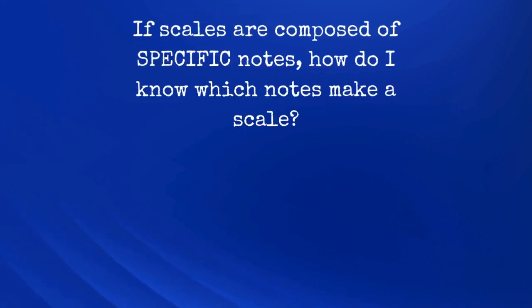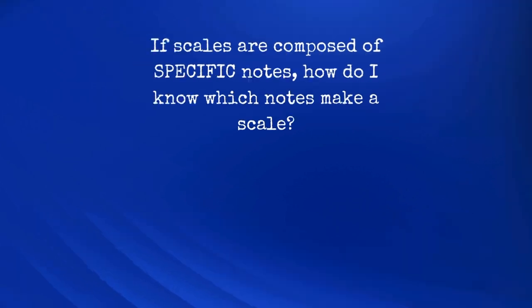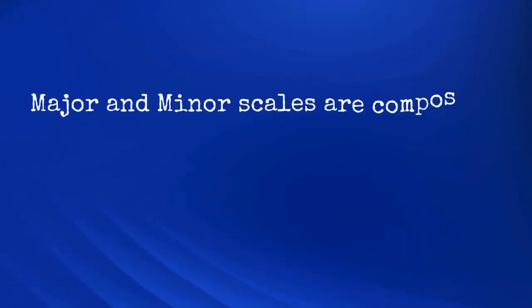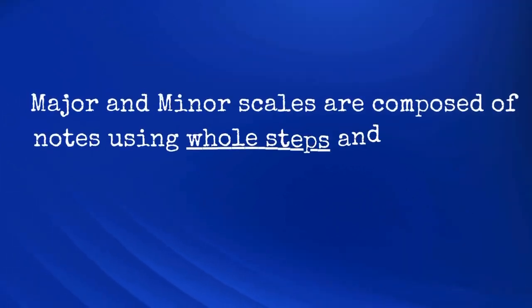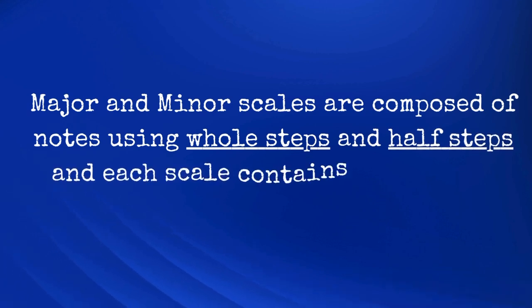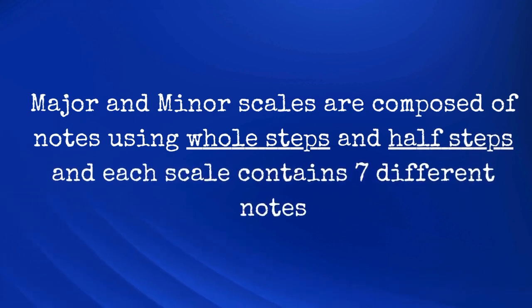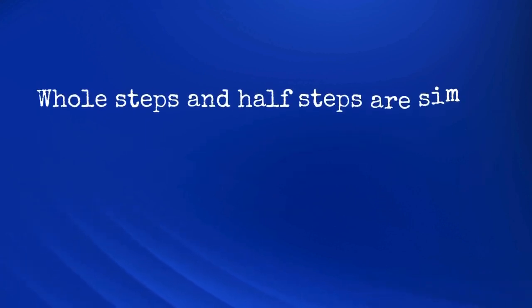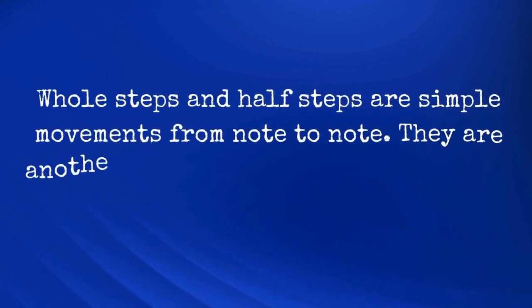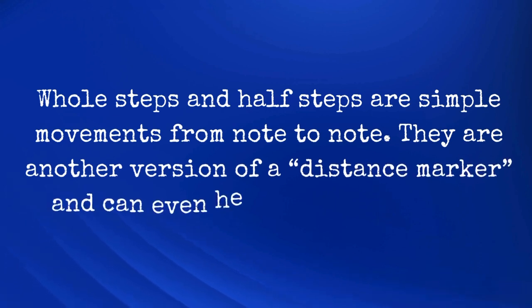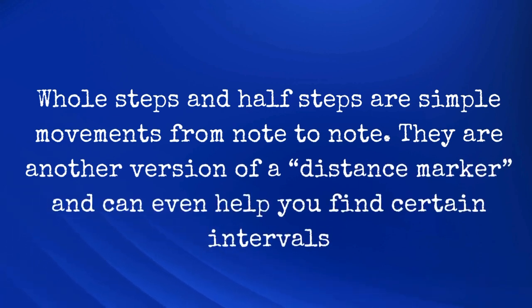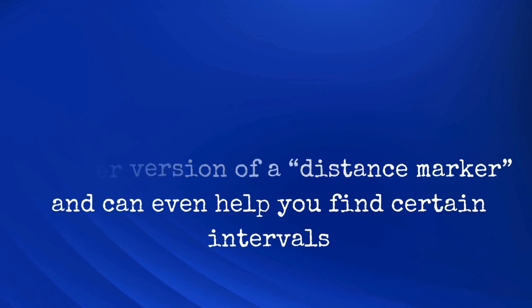But if scales are composed of specific notes, how do I know which notes make that scale? Well, luckily for us, major and minor scales are composed of notes using whole steps and half steps, and each scale contains only 7 different notes. Now you may be wondering, what is a whole step and a half step? Whole steps and half steps are simple movements from note to note. They're another version of a distance marker and can even help you find certain intervals.